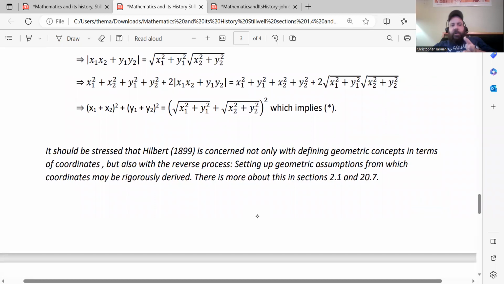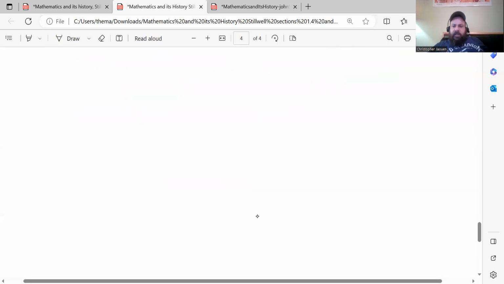He does have a little note here. It should be stressed that Hilbert is concerned not only with defining geometric concepts in terms of coordinates, but also with the reverse process, setting up geometric assumptions from which coordinates may be rigorously derived. There's more about this in section 2.1 and 20.7. Okay, I think that's it for the exercises.